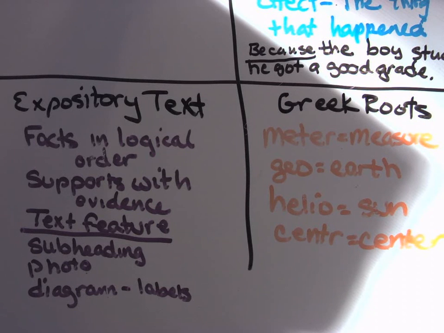Okay, so if it said heliocentric, you'd write down helio and centra, and then you'd write down centered around the sun. Okay, that's the type of thing you're going to do for 1 through 5 there on 237.